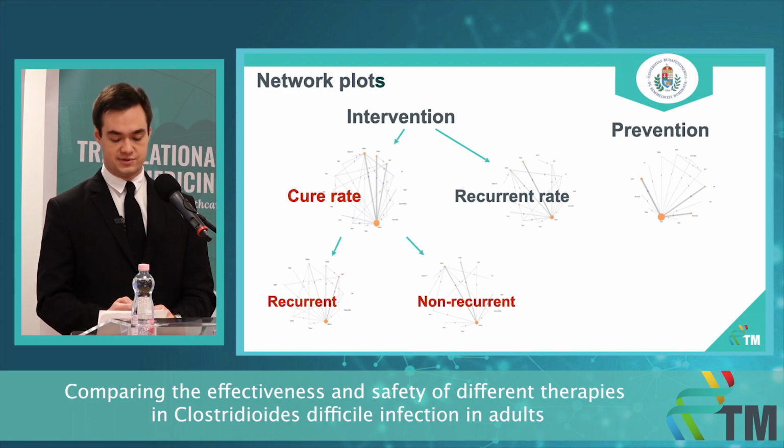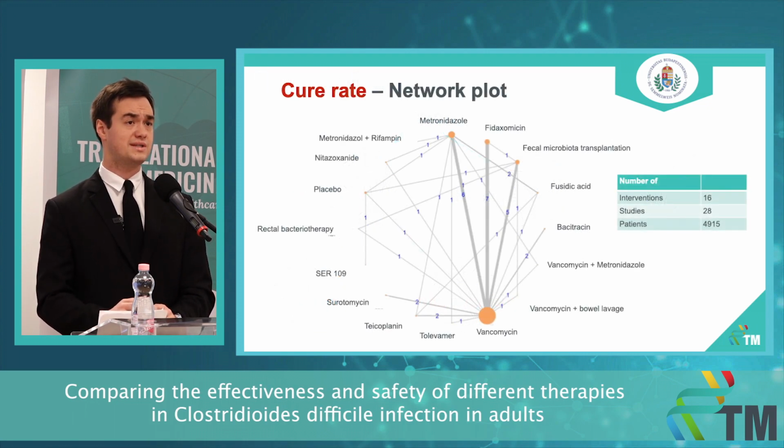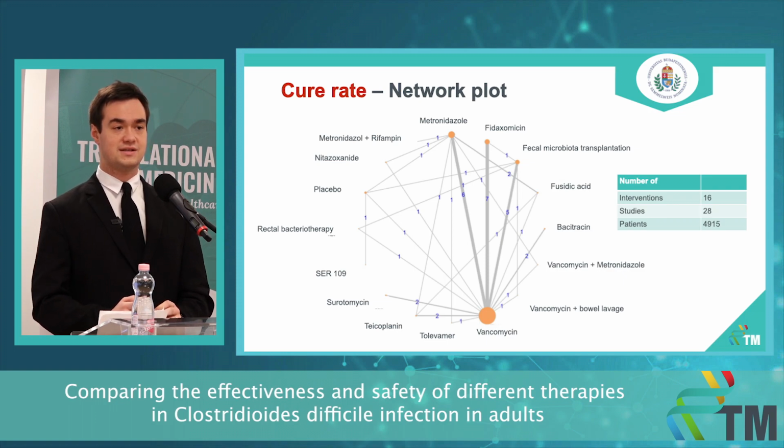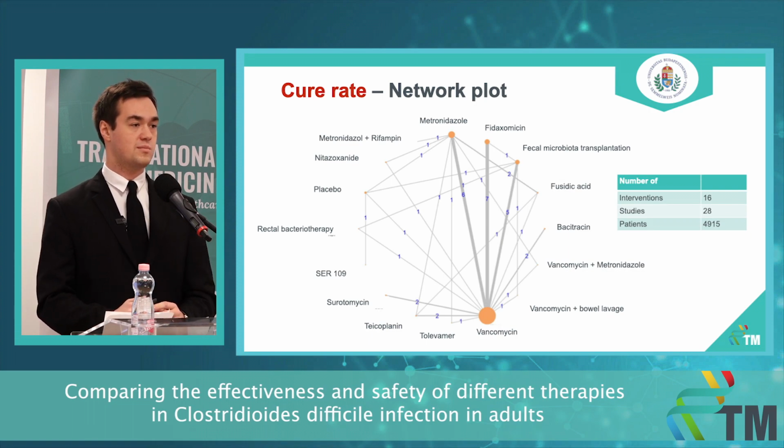non-recurrent cases separately too. So we did a network meta-analysis, so let me introduce to you our first network plot in the case of cure rate. There are nodes and edges on it. Every node represents here different kinds of therapies against C. diff infection. The bigger node means that treatment was included in more articles than the others. So for example, here vancomycin was included in the most.